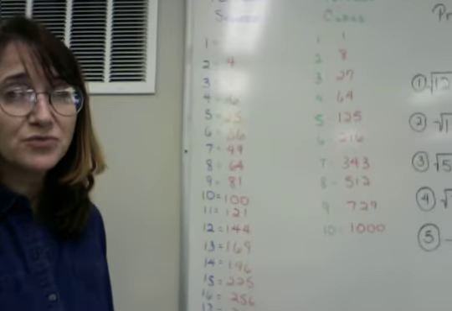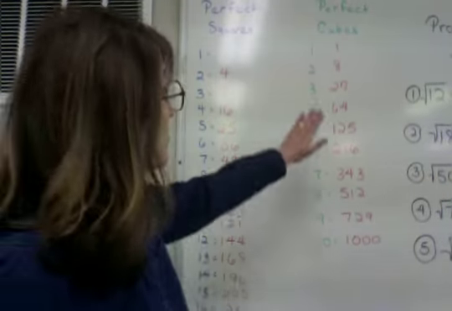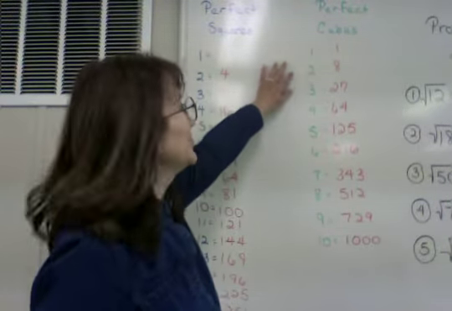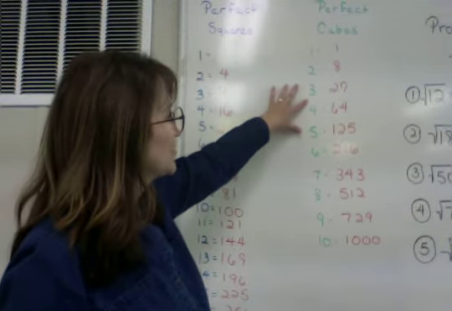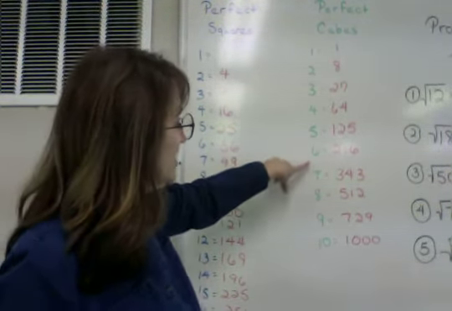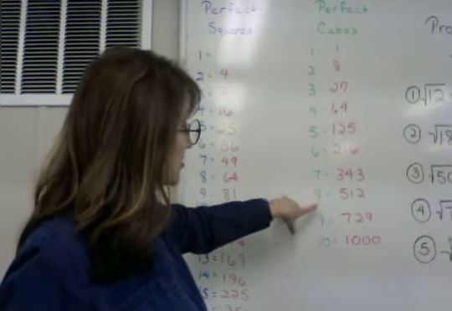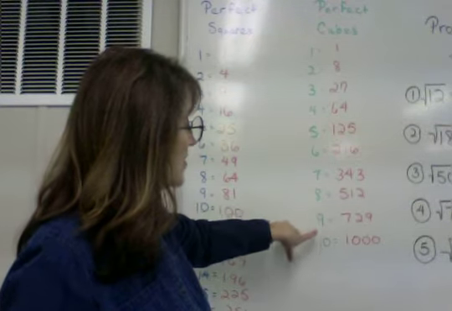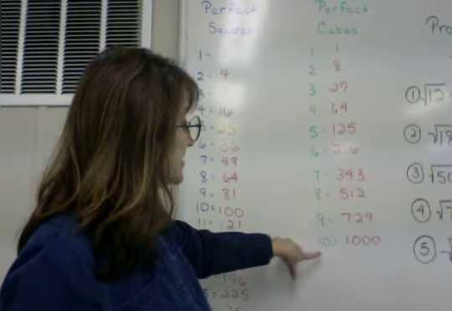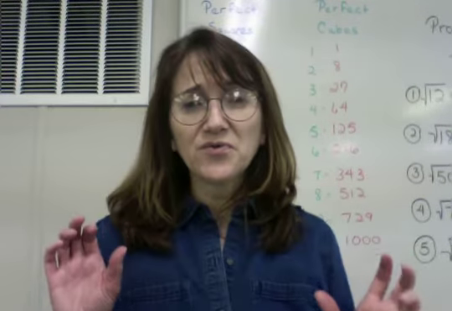Going to our cube roots. Cube roots would be multiplying it 3 times. So 1 cubed is still 1, 2 cubed is 8, 3 cubed is 27, 4 cubed is 64, 5 cubed is 125, 6 cubed is 216, 7 cubed is 343, 8 cubed is 512, 9 cubed is 721, 10 cubed is 1,000. So that's just going over that.